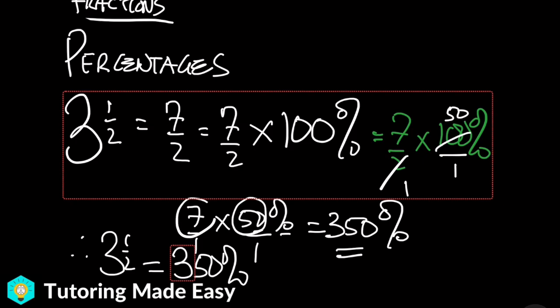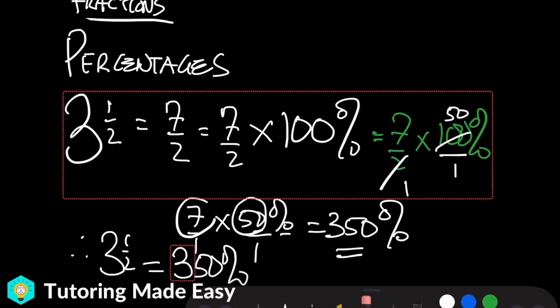So now we've been able to look at how you can change a fraction into a percentage. We've also looked at how you can change a fraction into a decimal. Now, how do we change a percentage back, maybe into a fraction? How do you change it to a decimal? Let's take a look at that quickly.